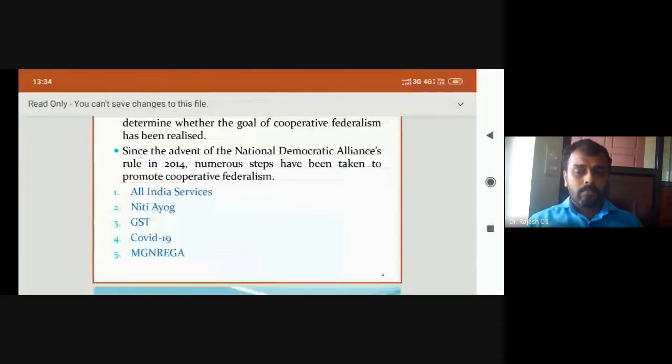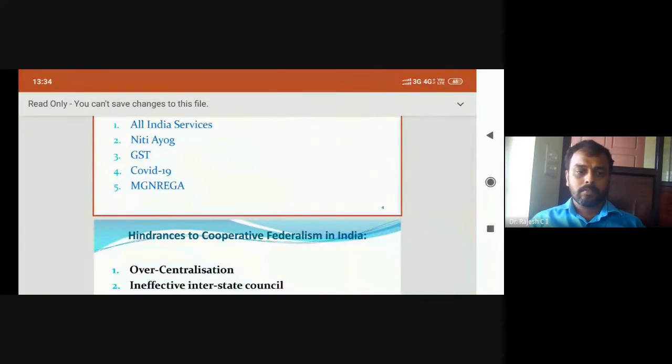The next example is NITI Aayog. The main emphasis of NITI Aayog is to bring about better state-to-state relationships, and also to provide strategic technical advice at the center and at the state level. Next, if we look at GST, which is based on the concept of one tax, one nation, we see that this provision, which came into effect on April 1st, 2017, provides economic integration, which thereby promotes economic growth and also binds the nation better.